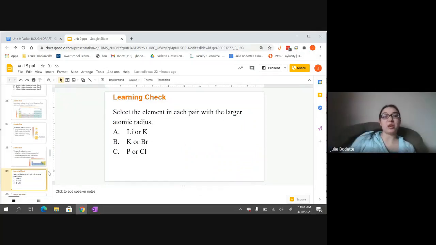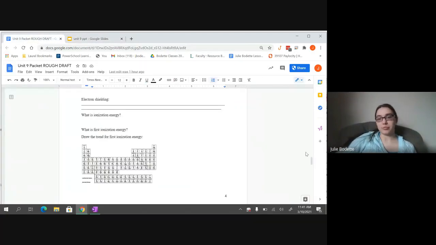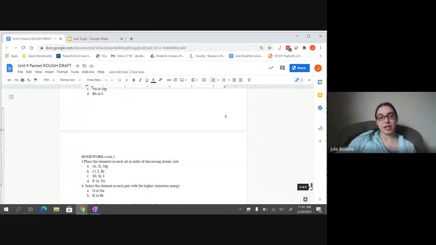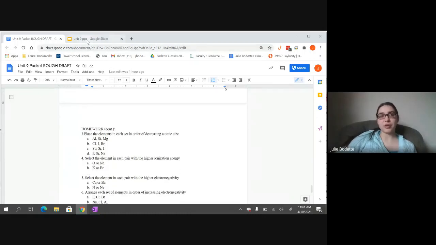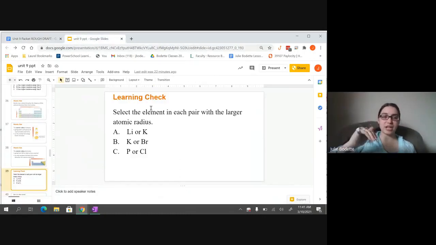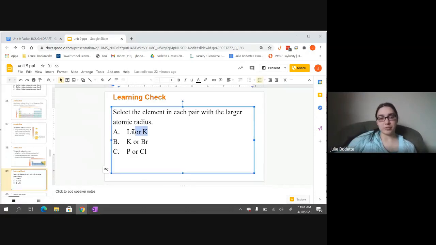So I just want to do a couple of these examples with you guys. If you look at the homework, you've got the guided notes, which you should have just filled out. And then there's a couple of practice questions, where I gave you a couple of different elements and asked you to compare some things. Once you have your periodic trends written down, these are pretty easy to do. So let's go ahead and do this one, for example. Select the element in each pair with the larger atomic radius. So I'm comparing Li and K.